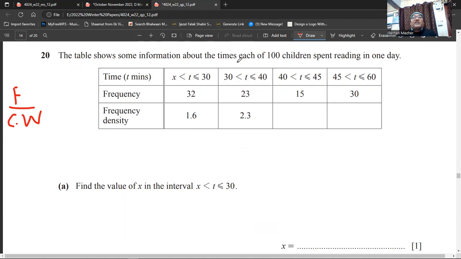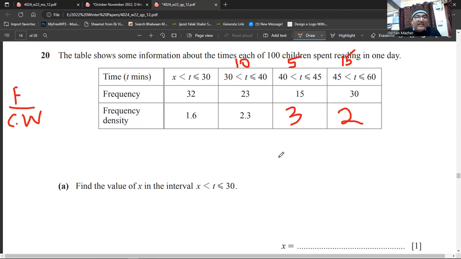The class width here we don't know because I don't know this value, but its frequency is given. Here the class width is clearly 10. The class width here is 5. The class width here is 15. So if I divide 23 by 10, you get 2.3. If you divide 15 by 5, you get 3. And if you divide 30 by 15, you get 2. These are the frequency densities.